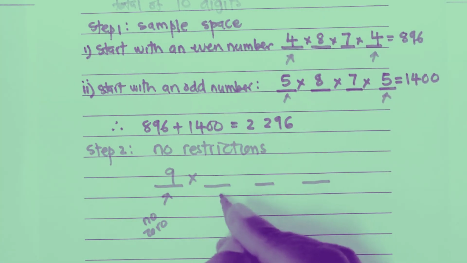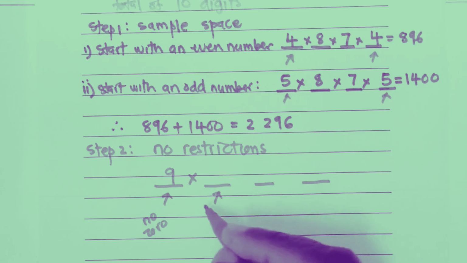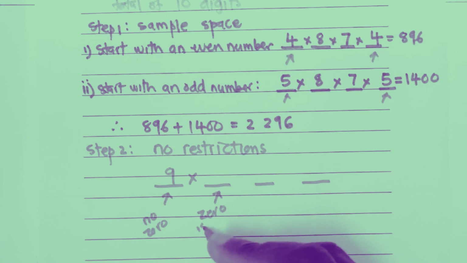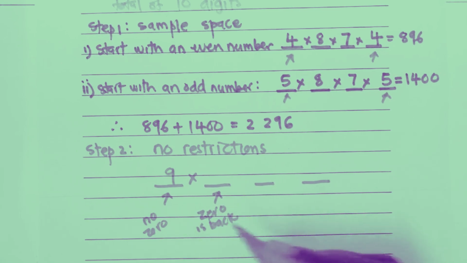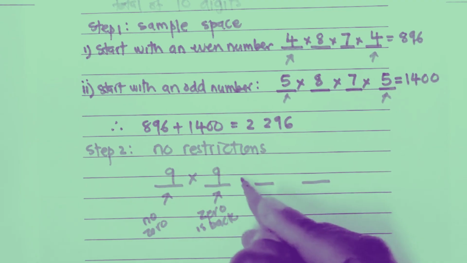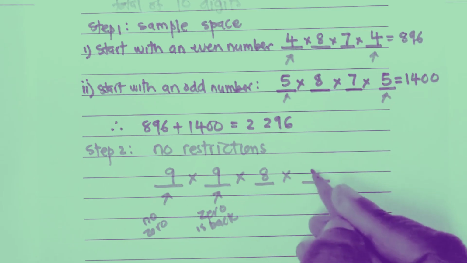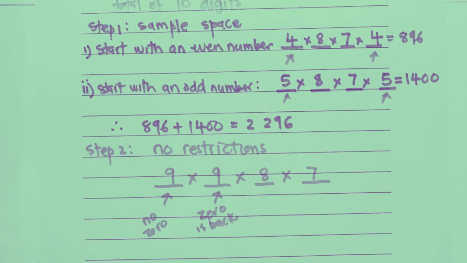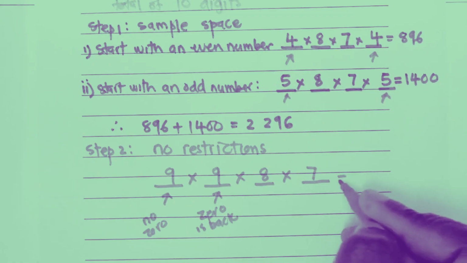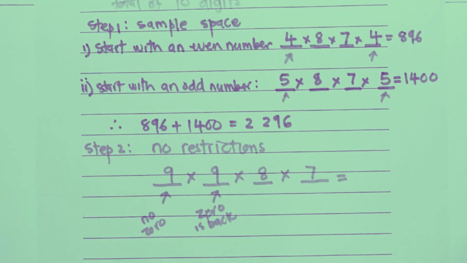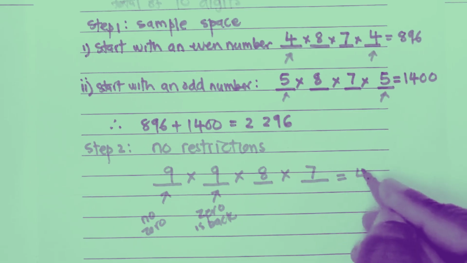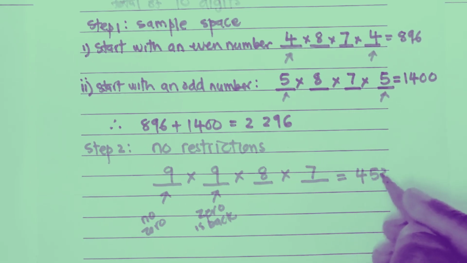numbers. But as I move on here, I have to put the 0 back. So I can write here in the second place, 0 is back. And I have 9 here. And then it reduces to 8. Then in the final position, it reduces to 7 ways. And if I multiply here my numbers, I'm going to get 4,536.